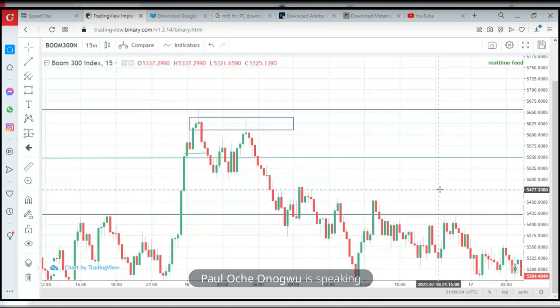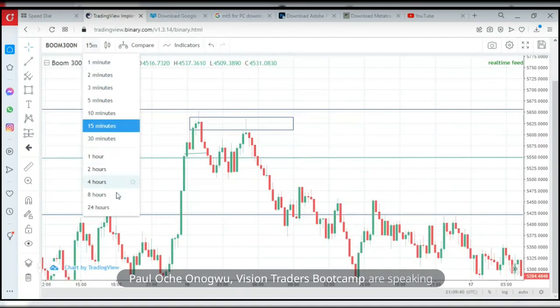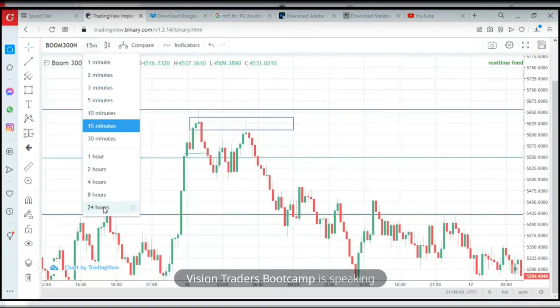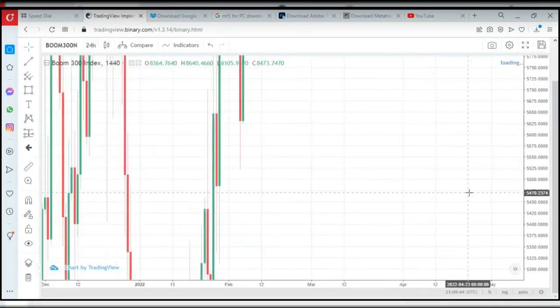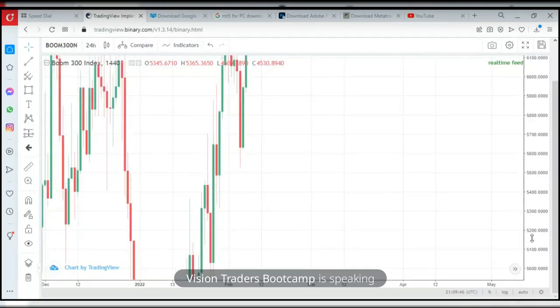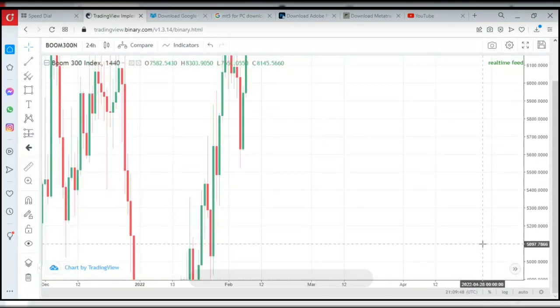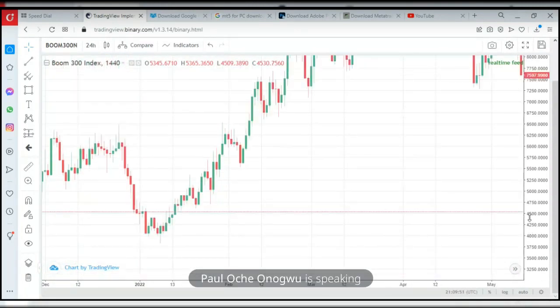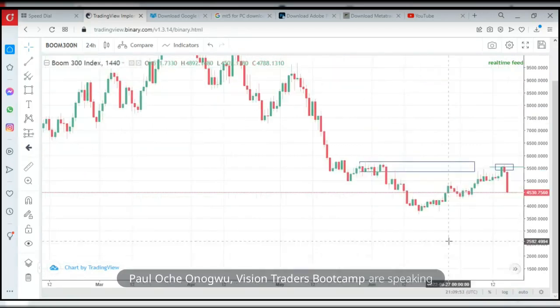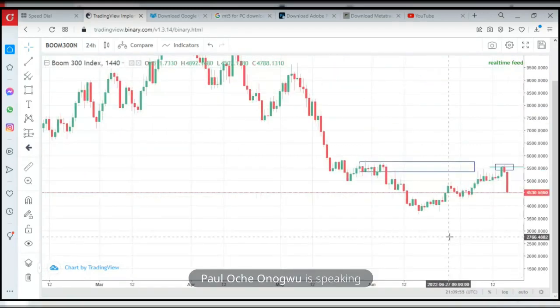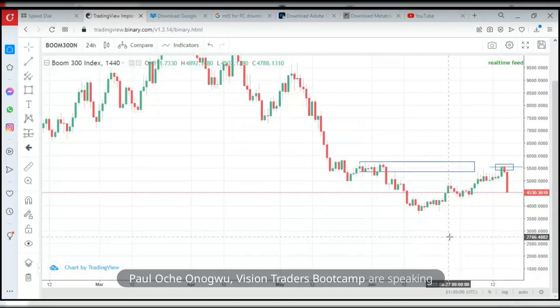Concerning this Boom 300 on the daily, we have multiple candles in that POI. So does it mean we can use any of the candles, because I can see some candles that wicked above but didn't close. Did they give a change of market character?